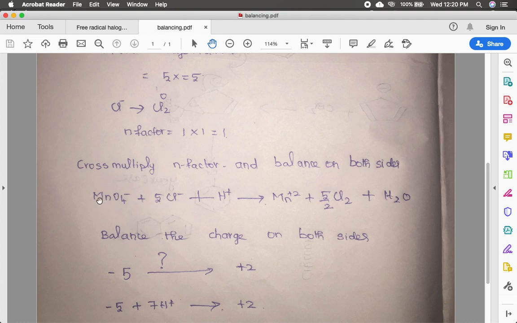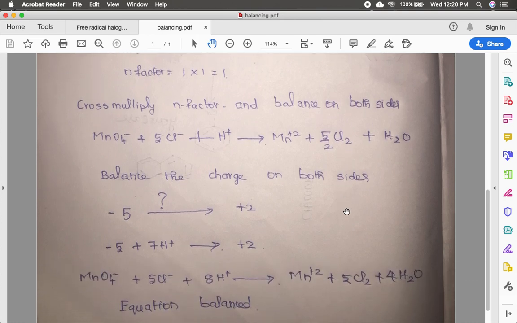So which is 1 here, which is 5 here, and also we have to balance the number of atoms on both sides. So manganese, we have 1 manganese here, we have 1 manganese here. Since we added 5 chloride, we're going to balance this to 5/2 chlorine. This is the most important step because the equation is not balanced here.